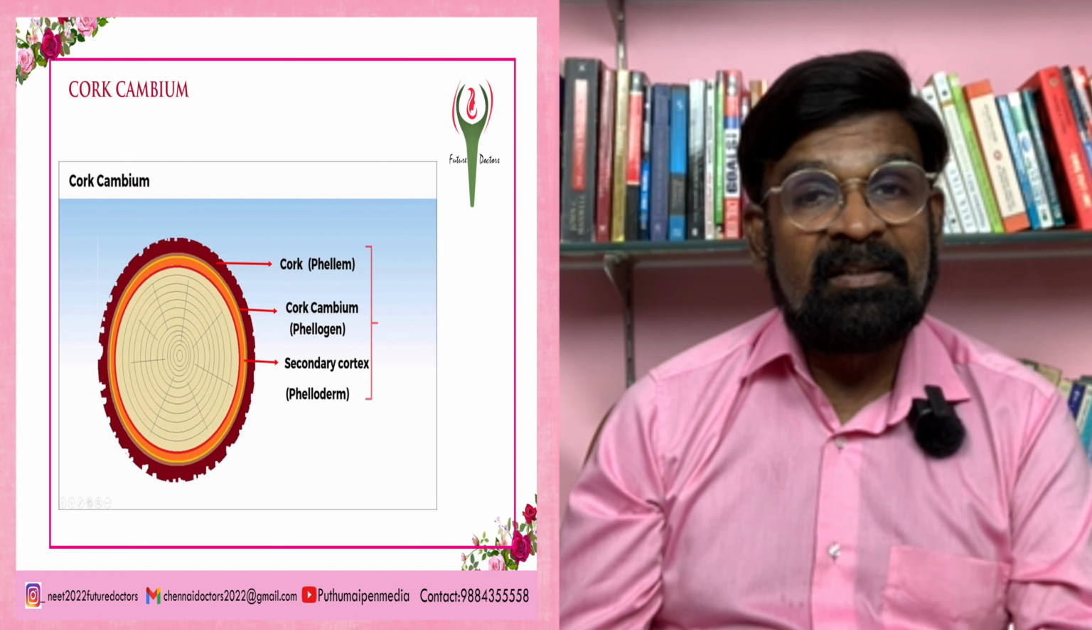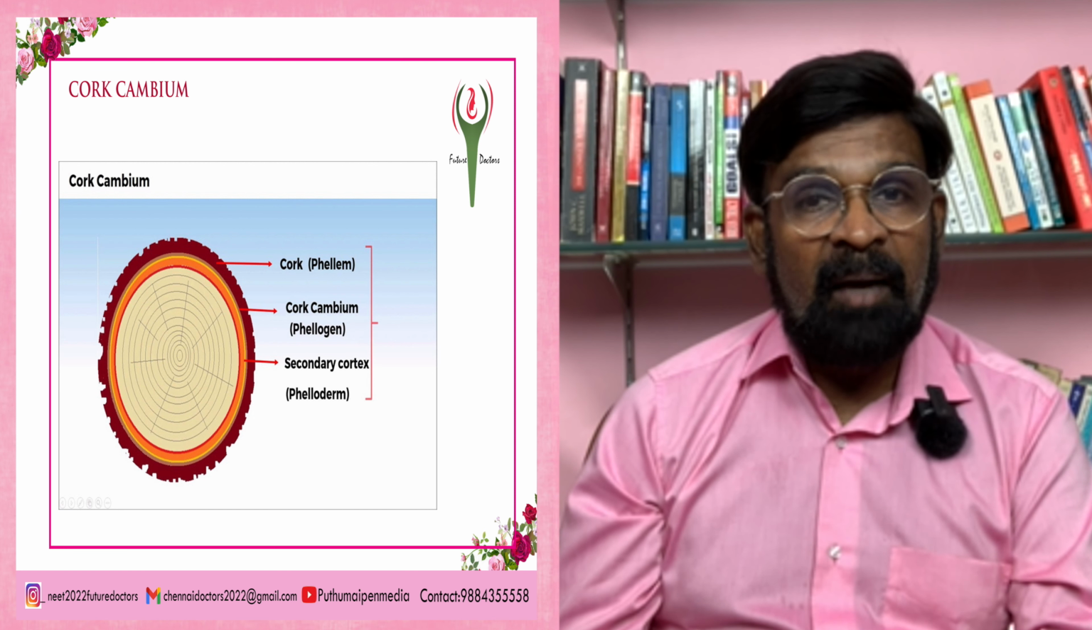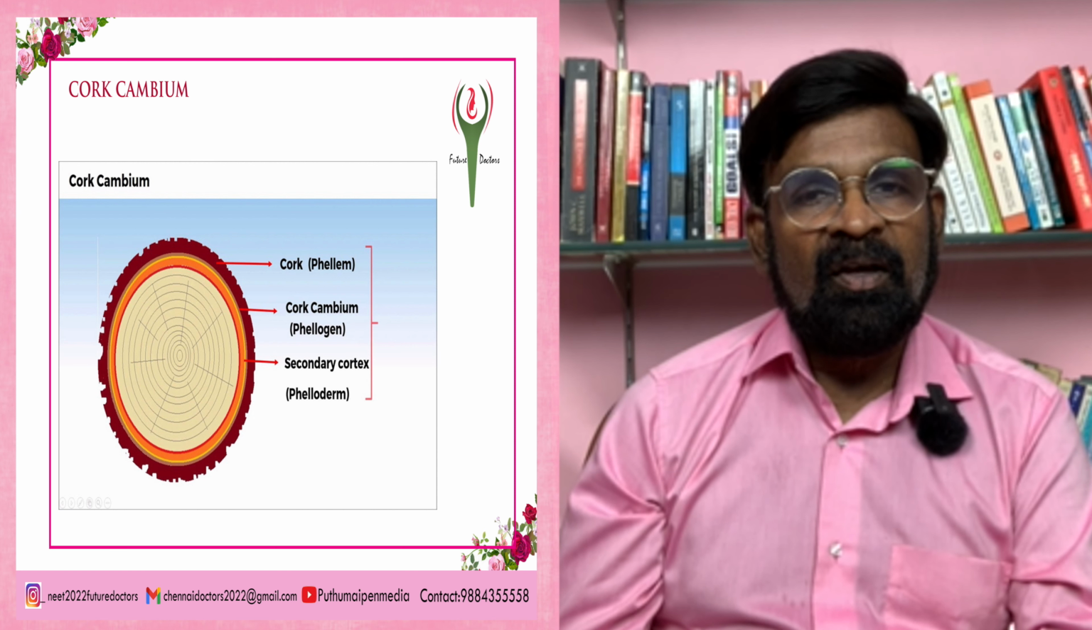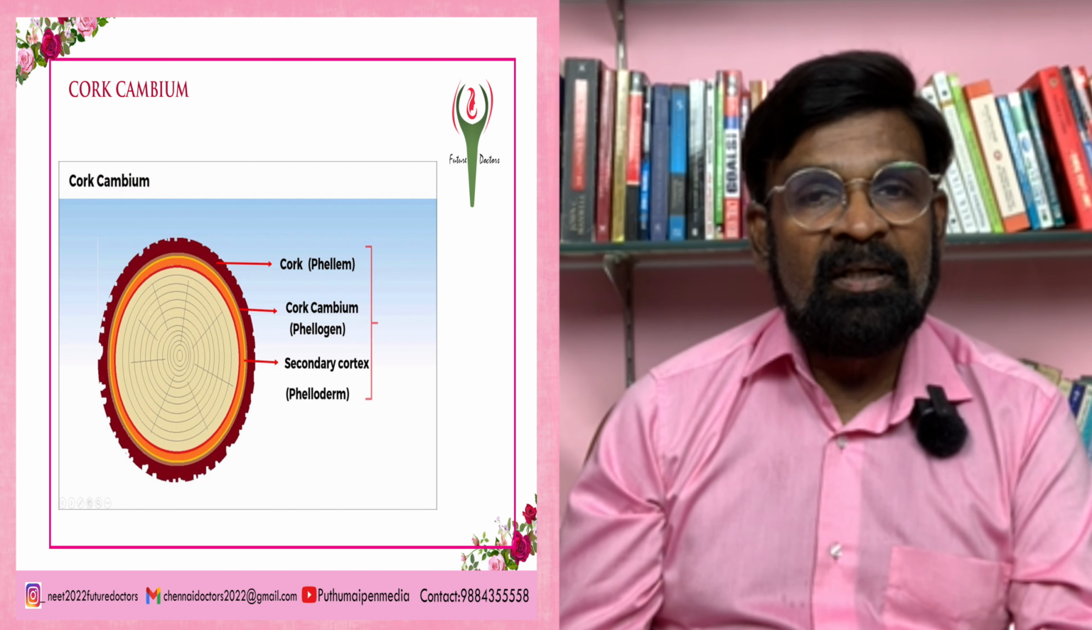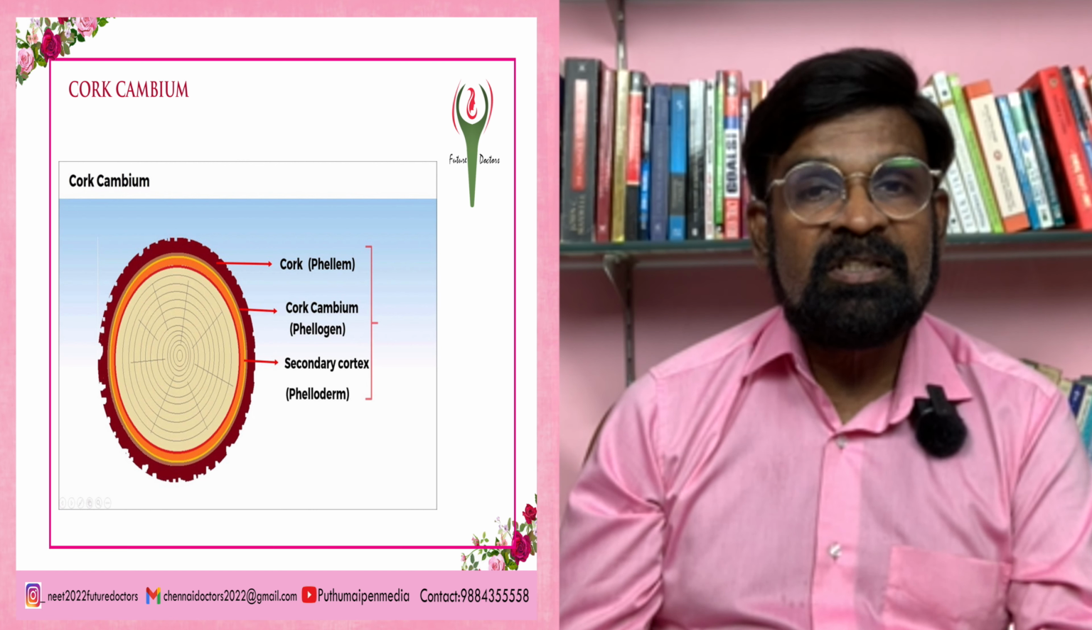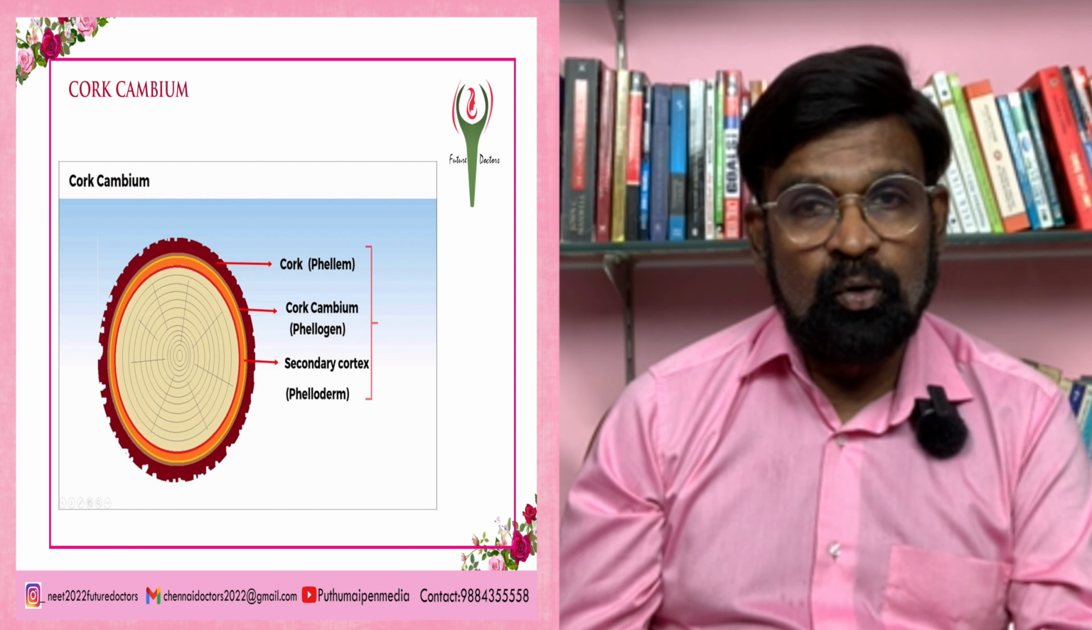Lenticels. In a certain region of the stem, the phellogen cuts off closely arranged parenchymatous cells on the outer side instead of cork cells. Function. The lenticels permit the exchange of gases between the outer atmosphere and the internal tissue of the stem. Secondary growth in roots.